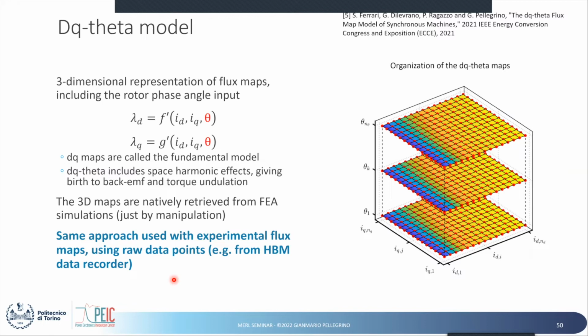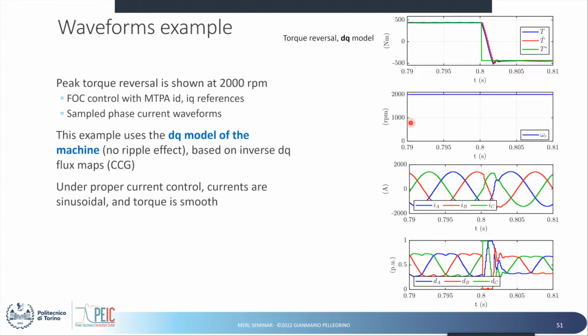So just to show an example, this is a simulation of a torque reversal. We are at constant speed. So this is the torque reversal with the sinusoidal model, so DQ model without harmonics. These are the ABC currents, and these are the ABC duty cycles. And you see they are pretty sinusoidal. Everything is pretty regular, and also torque is pretty smooth.